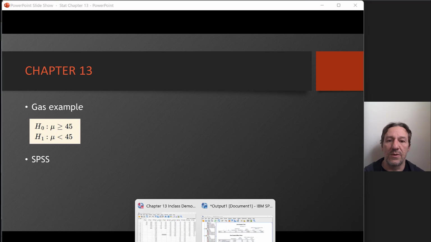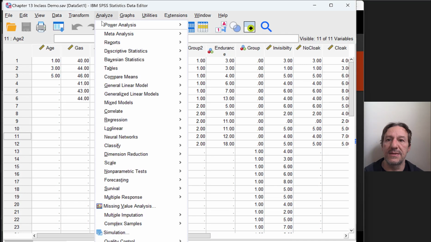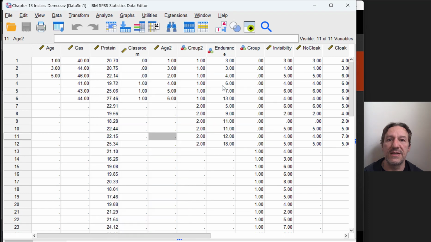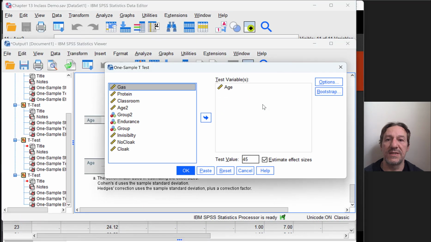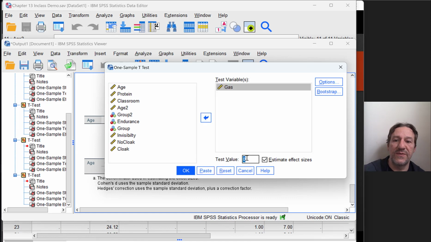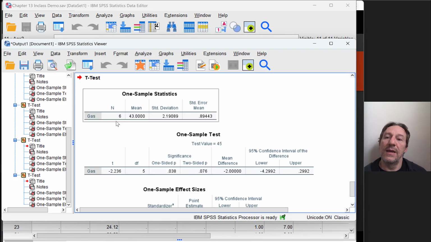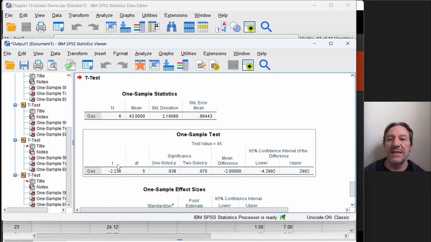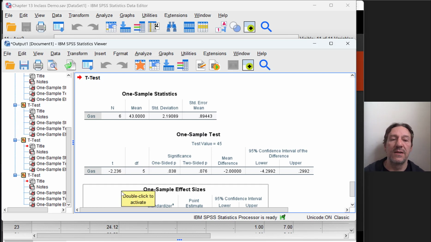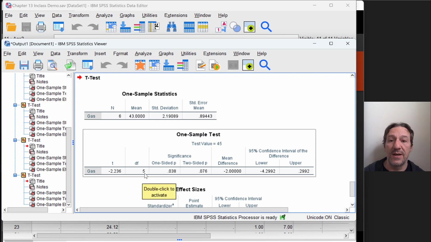All right, so we'll go to SPSS, Analyze, Compare Means, One Sample T-Test, reset this, move gas over. We'll put our test value again at 45, click OK. N of 6, our mean is 43. Standard deviation is 2.2-ish. Standard error of the mean is about 0.9. We're going to get a t of negative 2.236. We could go to that table and look that up with the degrees of freedom of 5.